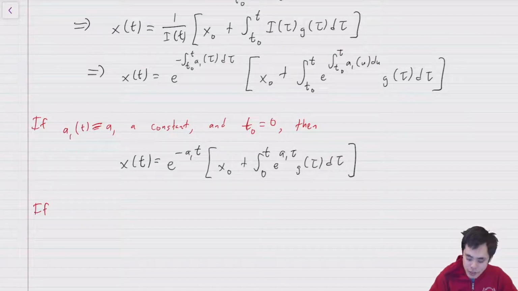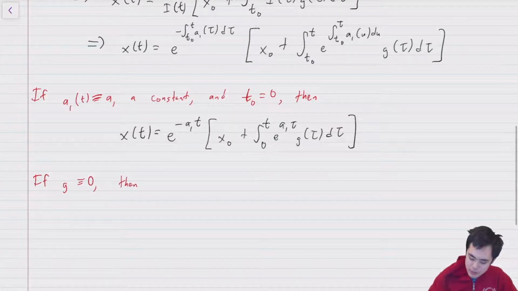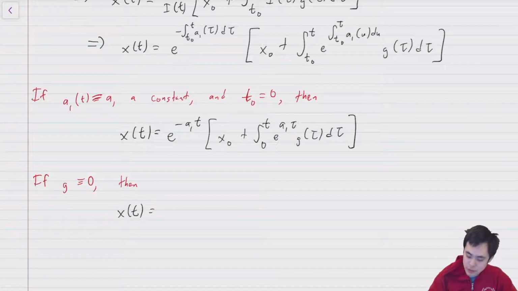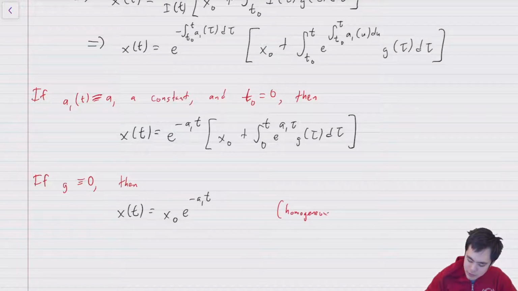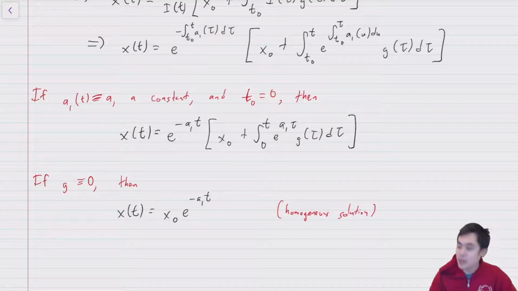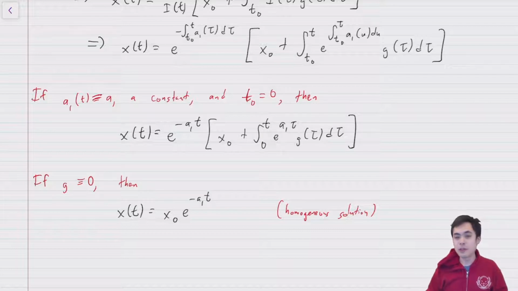And if further, we know that this is homogeneous, so if g is equal to 0, then we get that x of t is equal to x naught e to the minus a1t. And so this is a homogeneous solution. Which is a long-winded way of saying that if you have a first-order ODE that is homogeneous, your solutions are of this form, they're these exponentials. Which is something that you should remember from your differential equations class.